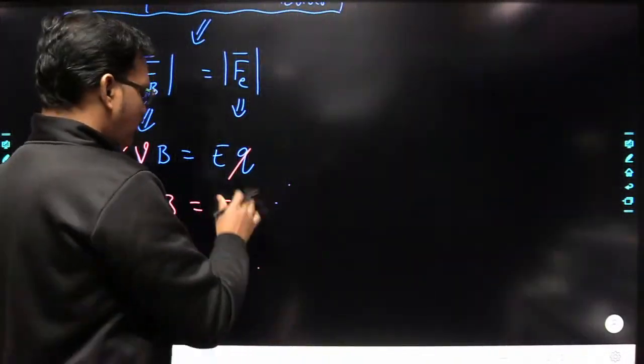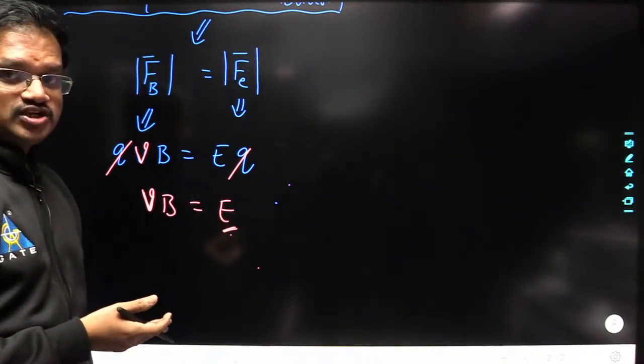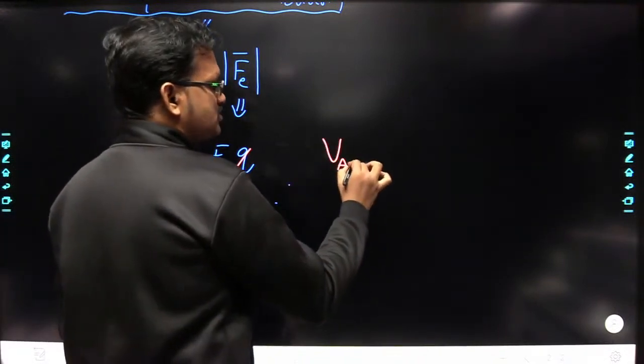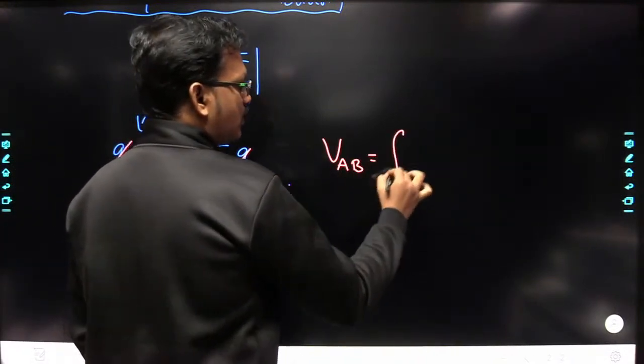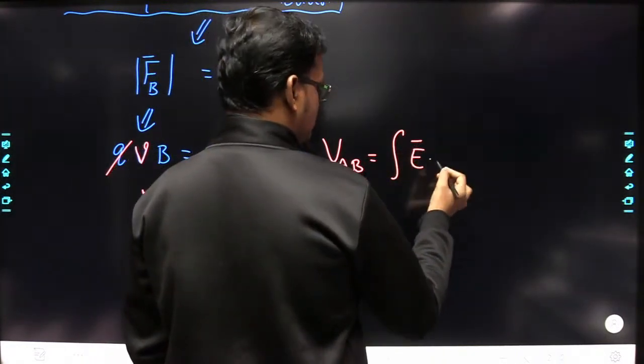So see here. Now I want to write this electric field in terms of the potential between A and B. So VAB, we know that VAB is equal to the integral of E bar dot what? E bar dot.